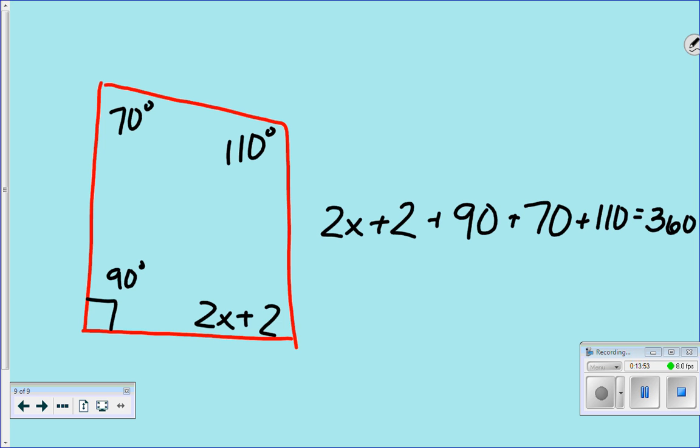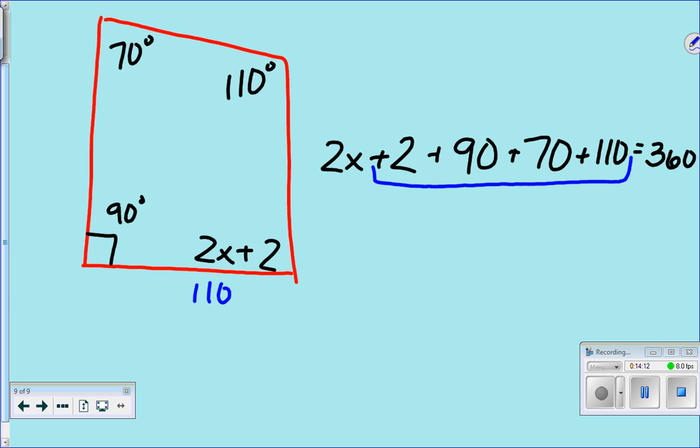Everybody got this written down? Make sure it's equal to 360 and not 180, because then you're talking about triangles, and we're not talking about that. Next thing you're going to have to do is what? What do you think? Yep, you got to add all those together, because we're going to make it as simplified and as small as possible. So, it'd be 110, 70, 90, and 2.